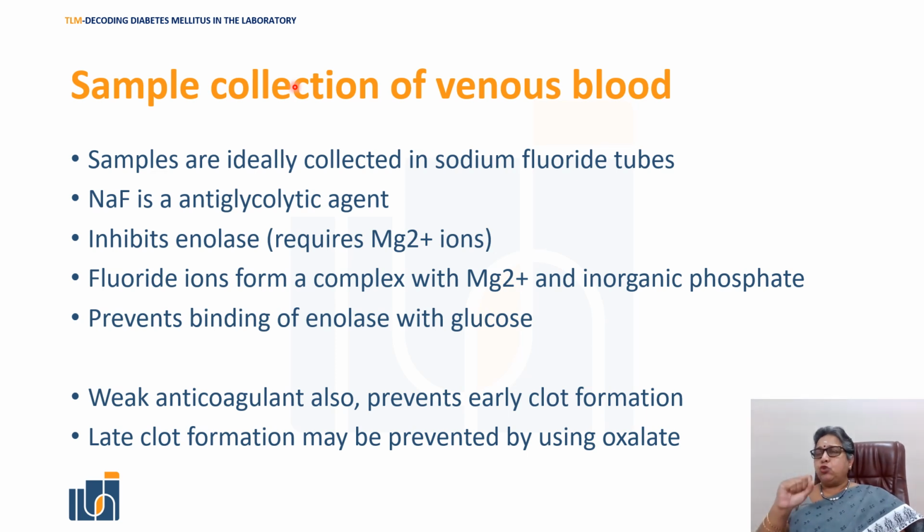Now, why do we use sodium fluoride? Why can't we collect in all the other tubes that we use for chemistry? Sodium fluoride has a property of being an anti-glycolytic agent. So it does not cause the disintegration of the glucose that is present within the sample. And that's what you ideally need. Any collection into any tube should not help in the reduction of glucose levels. It should be the same thing as it was when I took it from the patient. So that is why we use sodium fluoride, which is a very good anti-glycolytic agent.